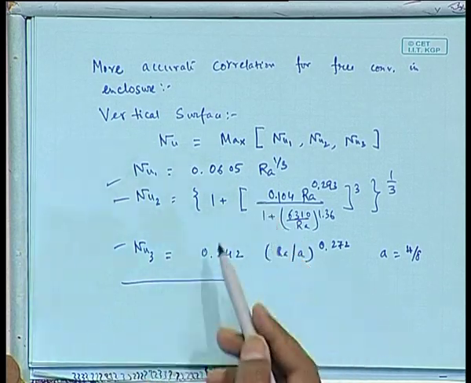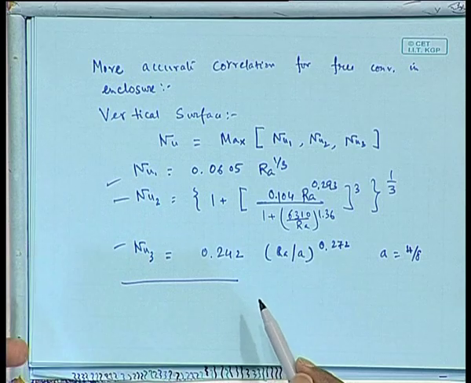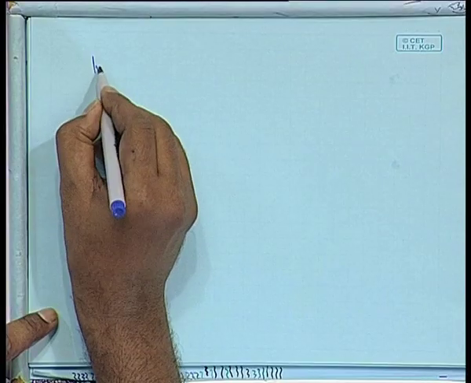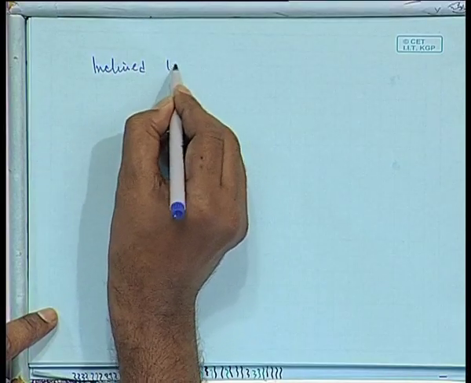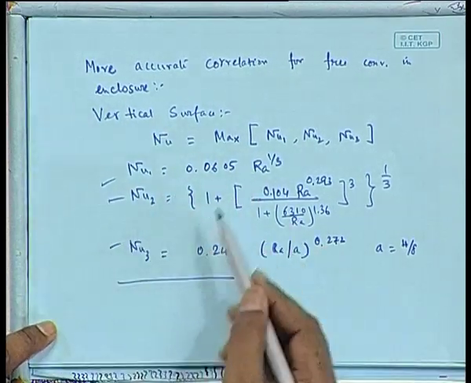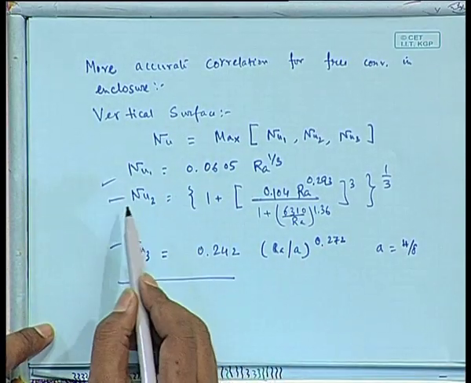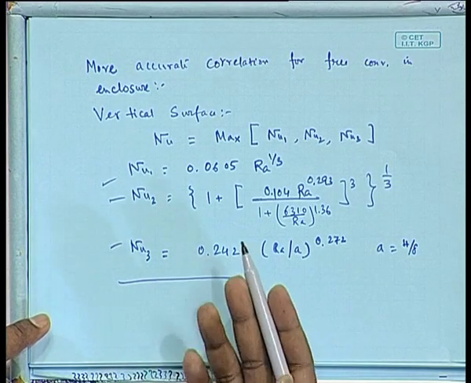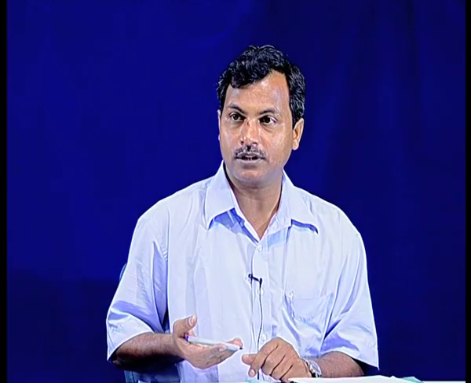Now, this type of approach is supposed to be better than the previous one, where we had C, N and M. Then for inclined layers, again you will be having correlations. There is nothing to it. You have to compute NU1, NU2, NU3 and select the maximum of the 3. And it somehow turned out to give a better heat transfer coefficient compared to the other one, where you had C, M and N.